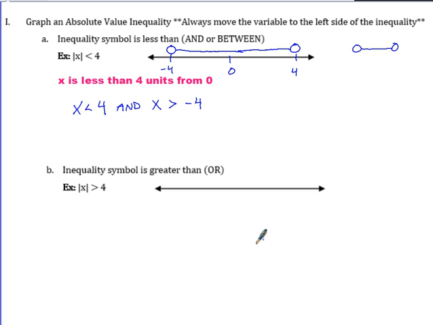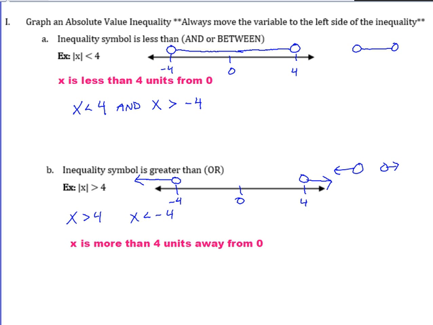All right. If we flip it the other way and we have a greater than symbol, that's going to be an or, where we have the two things that go in opposite directions. So again, x is greater than 4, or x is less than negative 4. So x is less than negative 4, I would have my open circle there going that direction. And greater than 4 would be here going that direction. So the absolute value of x is greater than 4.